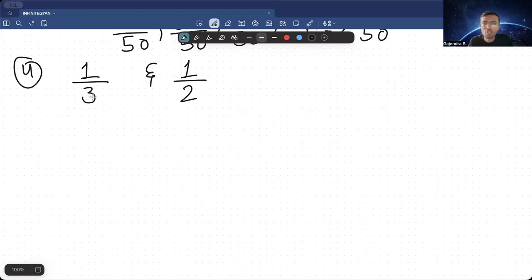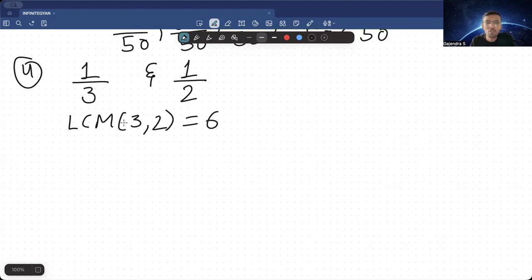Here again you have to check whether the denominators are the same or not. Denominators are not the same, so what you'll be doing is taking the LCM of 2 and 3. So the LCM of 3 and 2 is how much? 6. So how can you find the LCM directly?